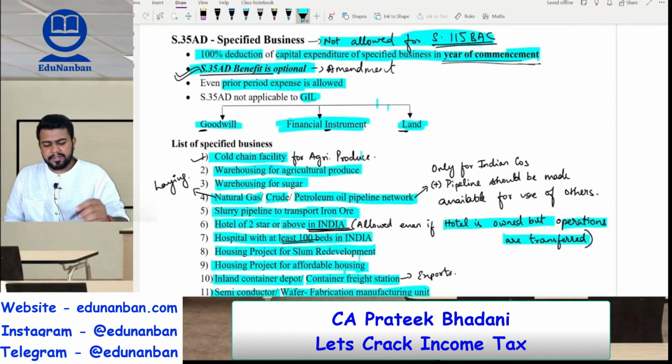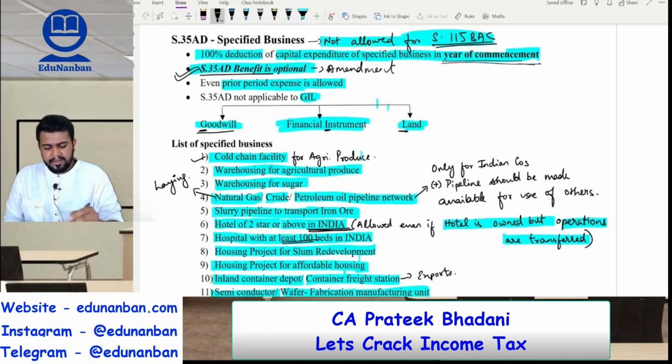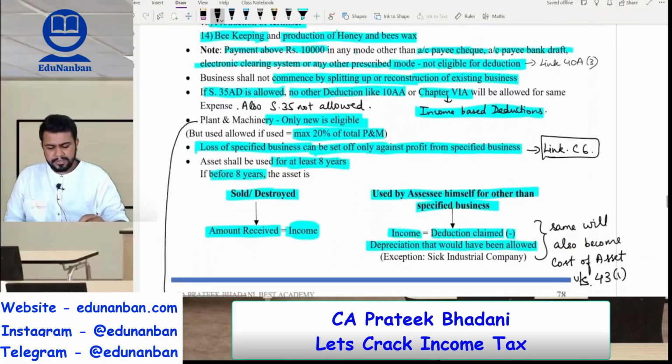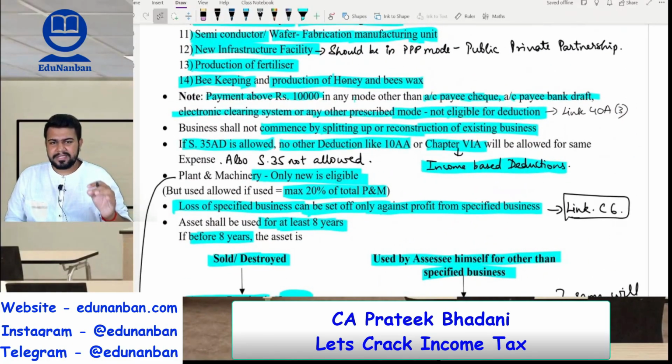Next, however, the 35AD benefit, that is 100% deduction on the capital expenditure and even prior period expenditure, is not available if the expenditure is for goodwill, financial instrument or land. So no benefit for goodwill, no benefit for financial instrument, no benefit for land. Okay.